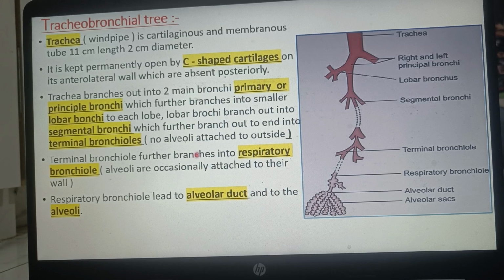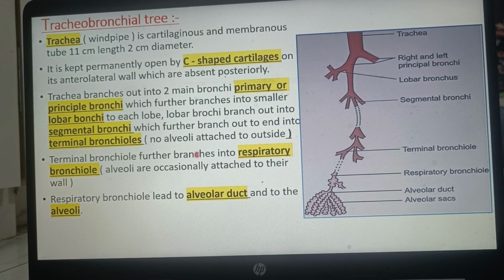Today, we are going to learn about the tracheobronchial tree. As all of you know, the lower respiratory tract constitutes the tracheobronchial tree and the lungs. This tracheobronchial tree is nothing but a series of branching tubes, which starts with the trachea. Trachea means windpipe.